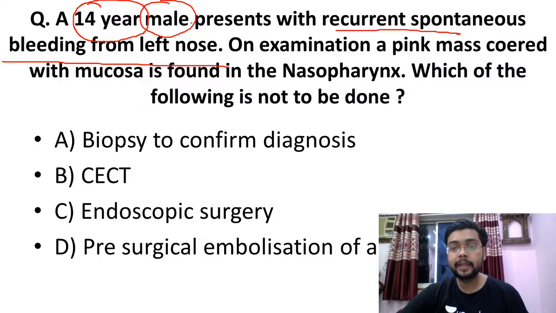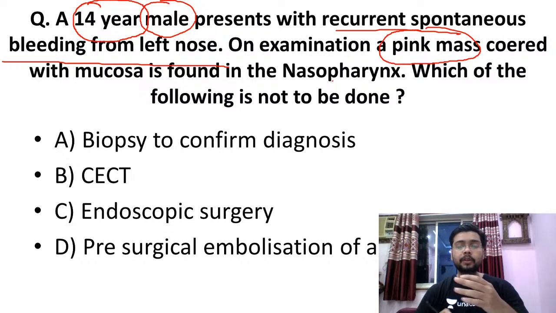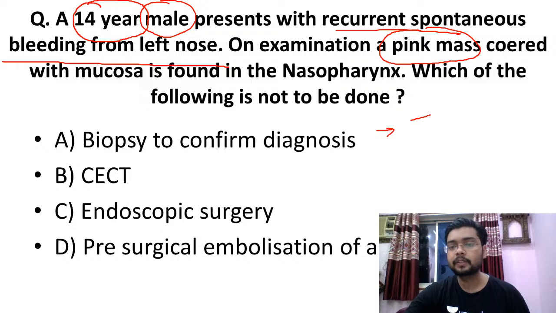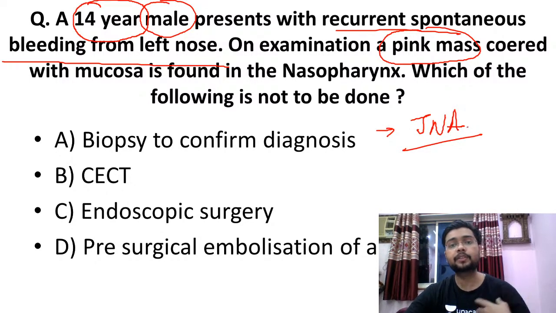A 14-year-old male with recurrent spontaneous bleeding from the nose, and a pink mass covered with mucosa in the nasopharynx. Which of the following is not to be done? See the way the examiner has asked the question, you are definitely clear that it is a case of JNA, juvenile angiofibroma. Nowadays the "naso" part is omitted and you mostly say juvenile angiofibroma.